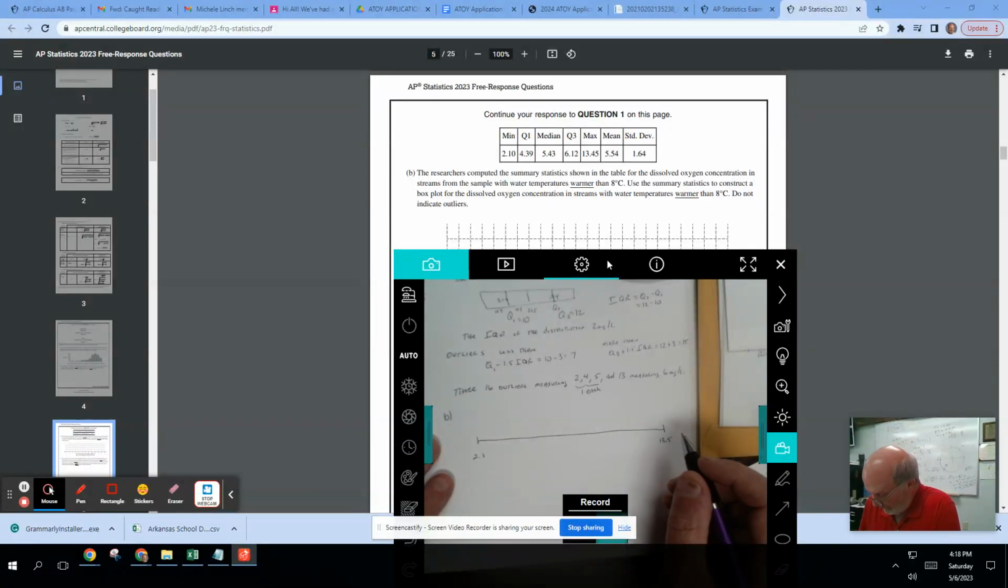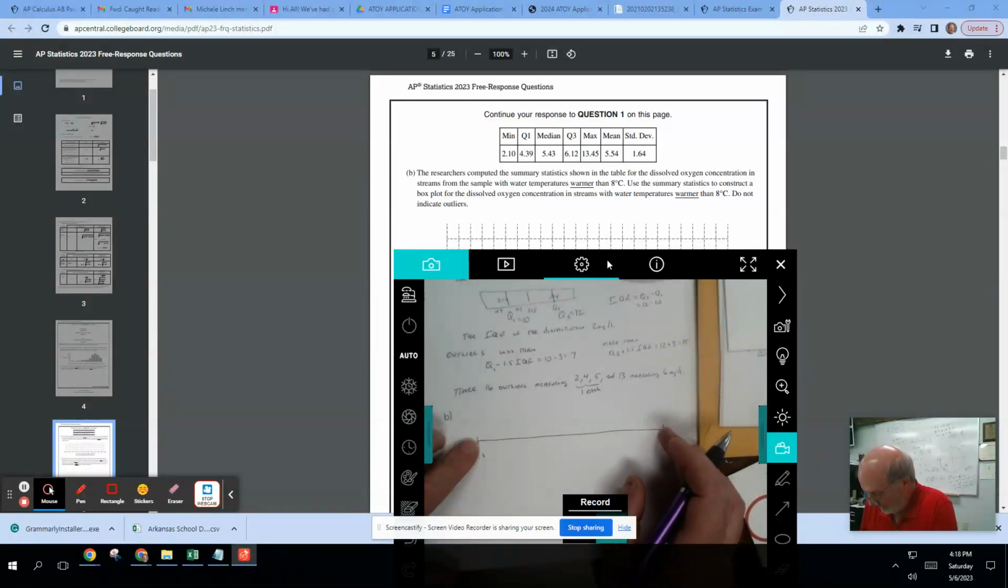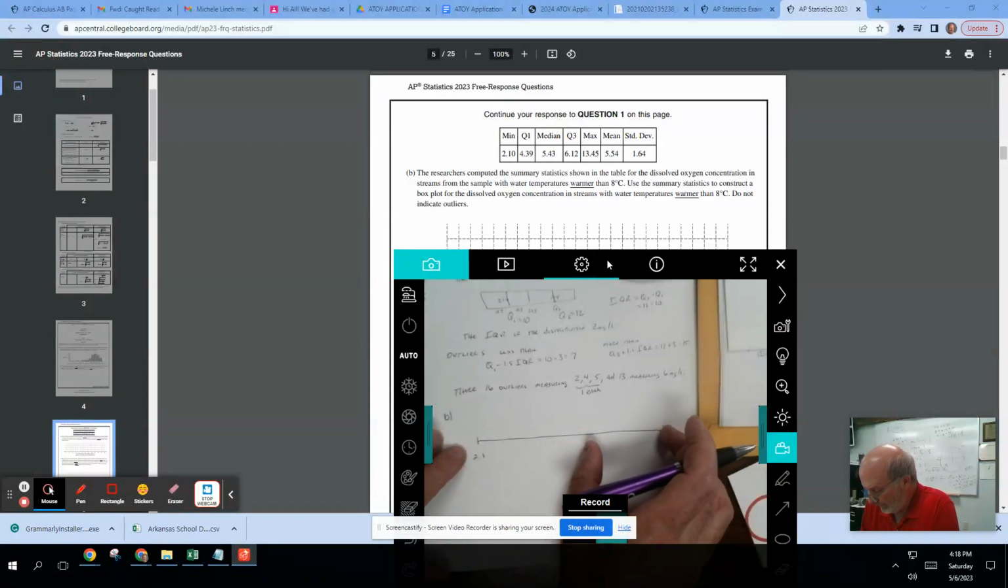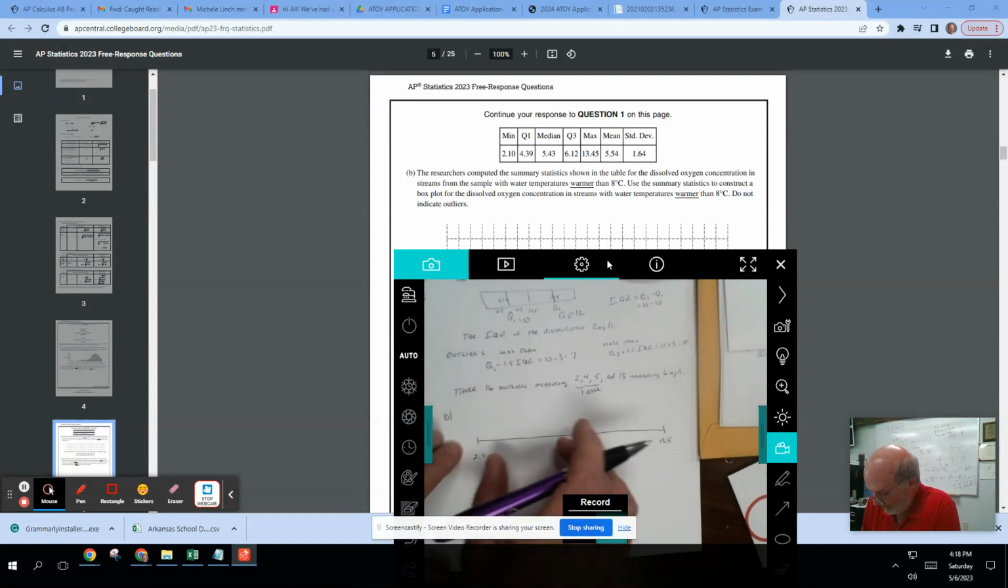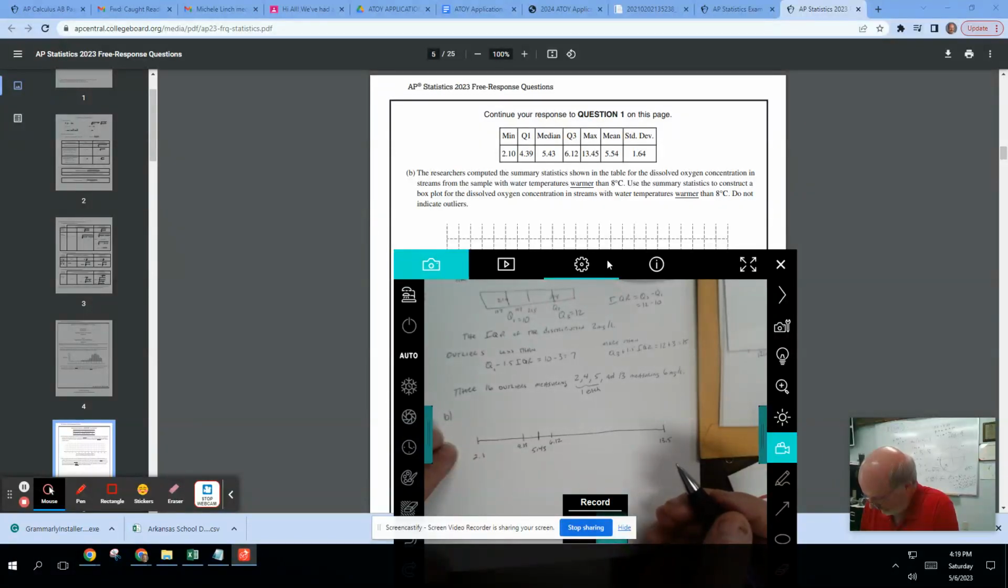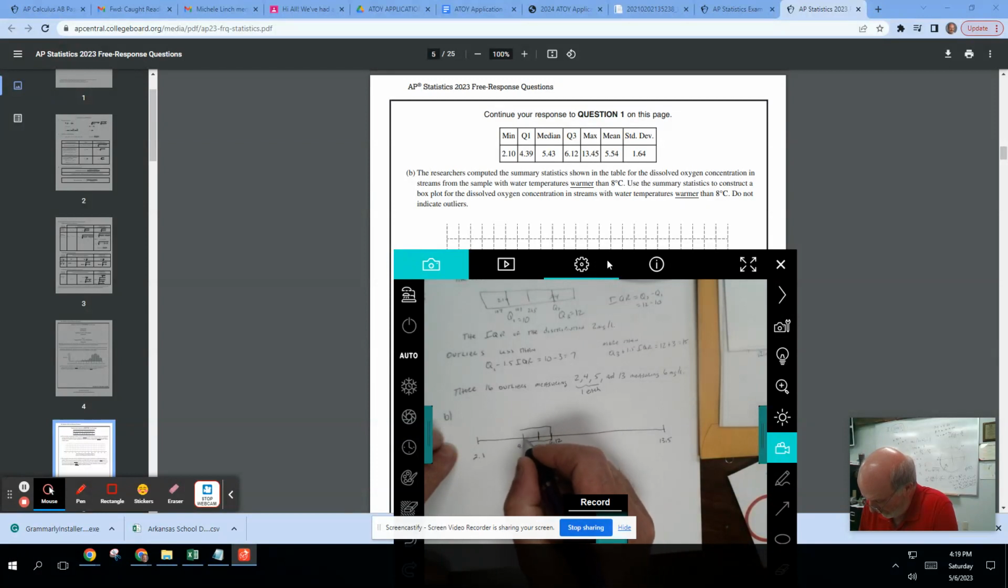It says the median is 5.3. So if this is 11, then half of that would be 5.5. So half of that would be about 2.7. So a little bit more than that. I'm going to put the median right here at 5.43. And Q1, 4.39. And Q3 at 6.12. So that's going to be a little bit less. That's not as to scale as I would like, but I think this will suffice since I'm doing it on a blank sheet of paper.